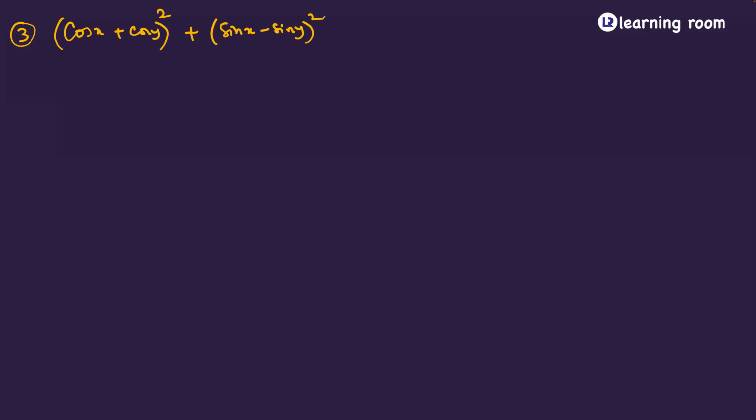Wait, what is it that we are supposed to prove? 4 cos square of, by 2. That's it. Okay. It's a simple problem only. Just go with (a plus b) the whole square. So you'll have cos square x plus cos square y plus 2 cos x cos y.